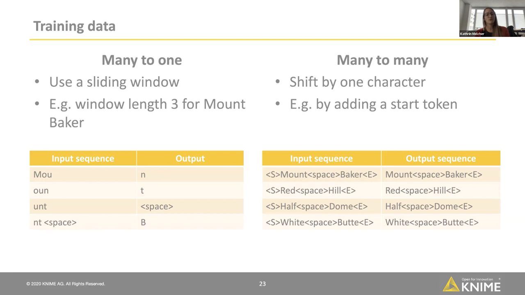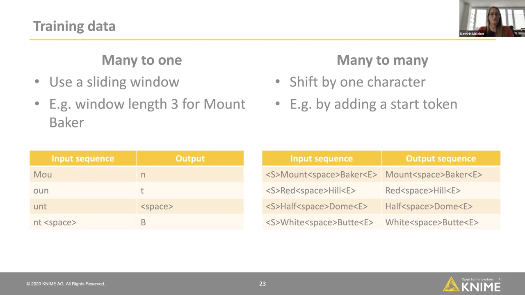The other option is to train in a many-to-many way, where we shift our input sequence by one character by adding a star token compared to the output sequence. This means our network gets as input the whole word, but with a star token as the first character, and as output also the whole word, but with an additional n token at the end.